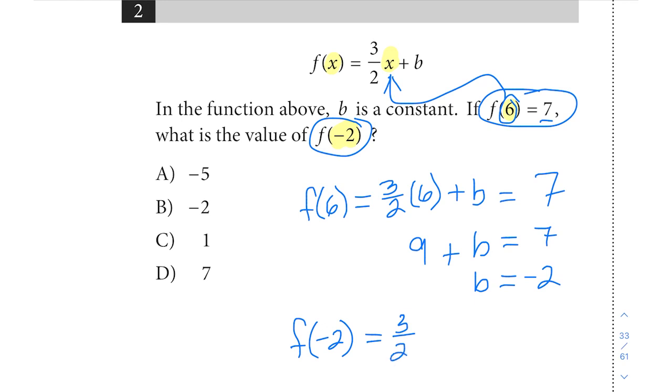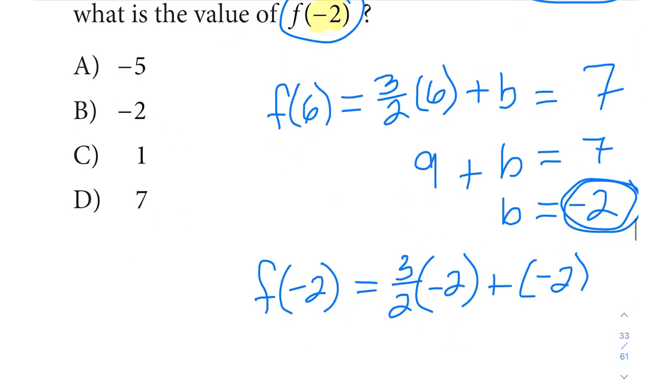So in this scenario, we're going to plug in a negative 2 in place of those x's. And luckily, in our previous step, we found the value of b, so we can plug that in as well. Here we're going to plug in a -2 in place of b. So this would be 3/2 times -2 and then plus a -2. And let's see if we can simplify that.